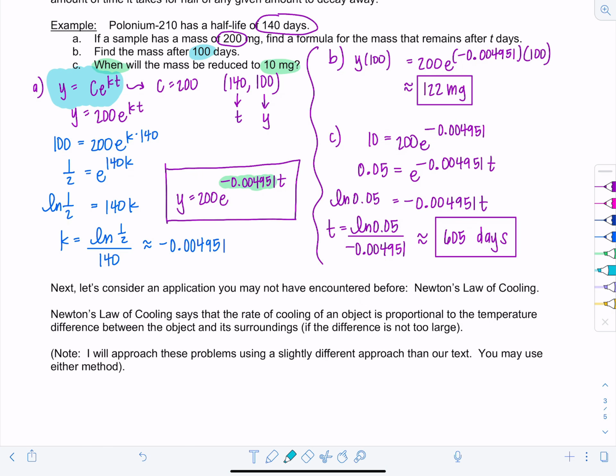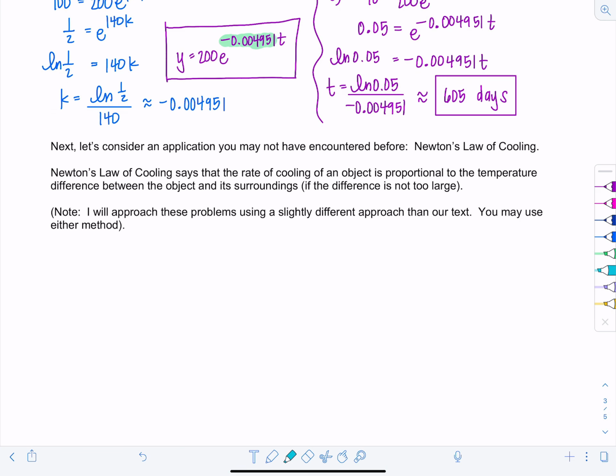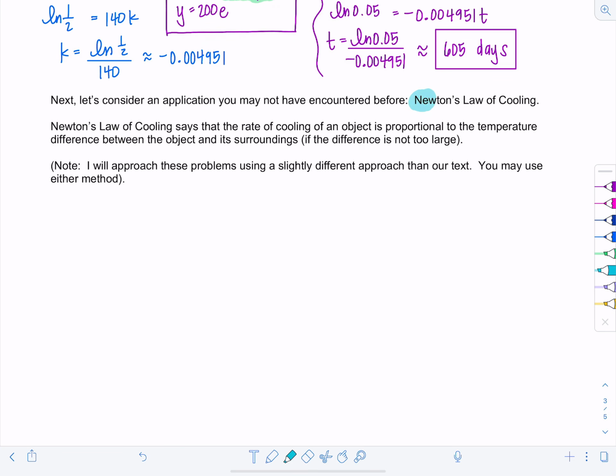Now we're going to look at an application that you maybe haven't encountered before, and that is Newton's law of cooling. All right. Now, Newton's law of cooling tells us that the rate of cooling of an object is, again, proportional to the temperature difference between the object and its surroundings, if the difference is not too large. Now, I'm going to show you how to solve these problems and work through them in a slightly different way than the text that we're using and some textbooks use. You can do whatever is comfortable for you. But here's basically what Newton's law of cooling tells us.